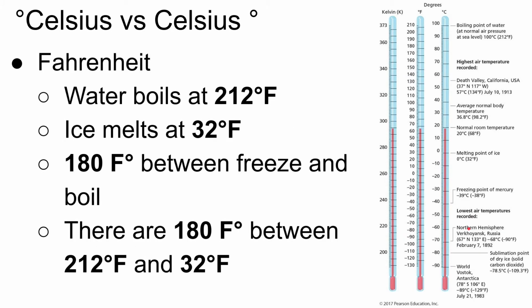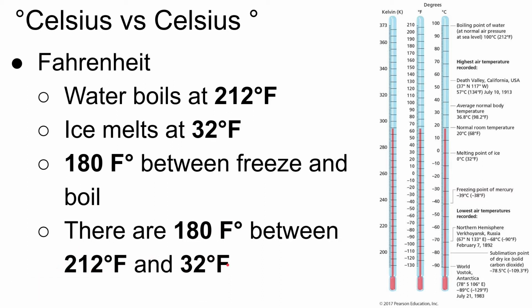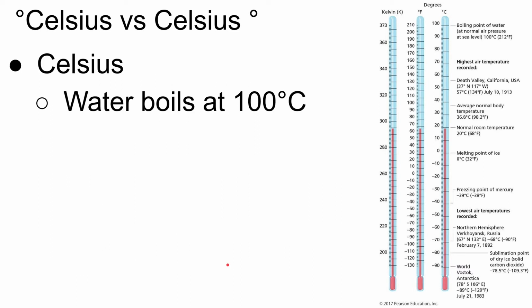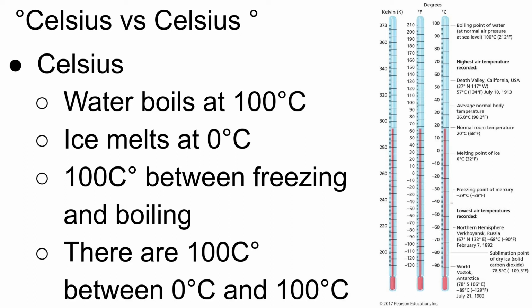So with Fahrenheit, water boils at 212 degrees, ice melts at 32 degrees. So between 212 and 32, there are 180 Fahrenheit degrees. There are 180 Fahrenheit degrees between 212 degrees Fahrenheit and 32 degrees Fahrenheit. On the Celsius system, water boils at 100 degrees Celsius. Ice melts at 0 degrees Celsius. But there are 100 Celsius degrees between freezing and boiling. There are 100 Celsius degrees between 0 degrees Celsius and 100 degrees Celsius.